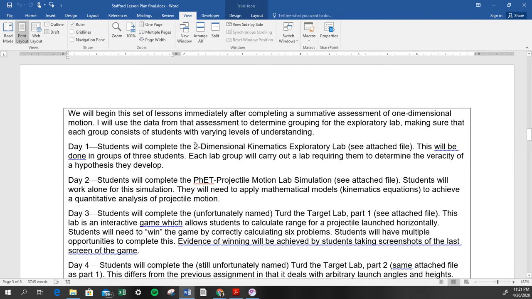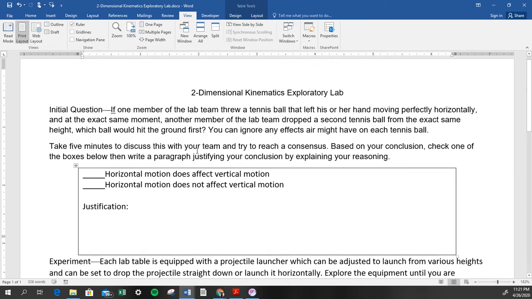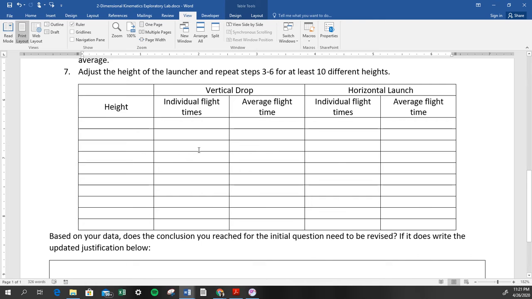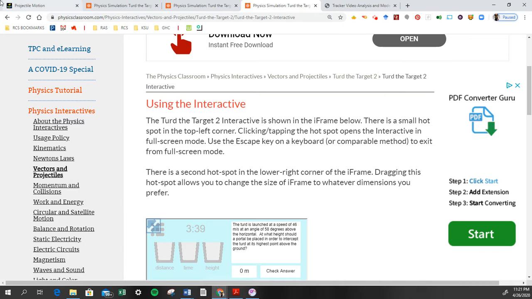So day one is just a plain old experiment where students, working in groups, have to decide, before gathering any experimental evidence, if they think motion in one direction, horizontal say, affects motion in the vertical direction. They're going to form a hypothesis, and then collect some data and test that hypothesis, and then update their answer if their hypothesis was in error. But then day two, they get to apply that knowledge.